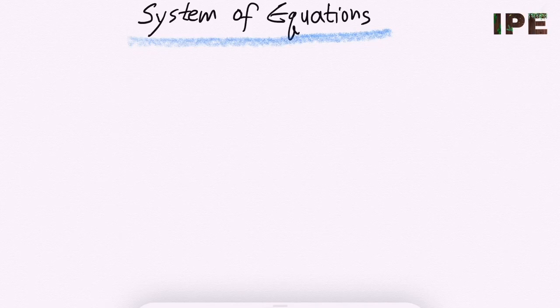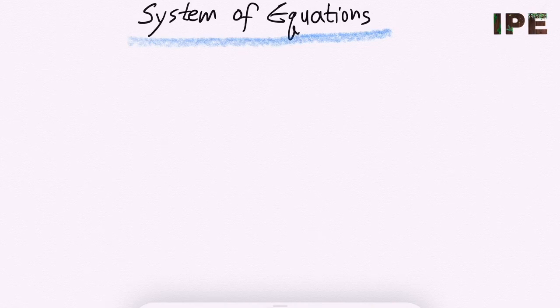Today's topic is system of equations. At first, I want to explain three different ways to solve a system of equations. Number one, substitution. I want to explain substitution with some examples. After that, I keep explaining elimination and the graph method.